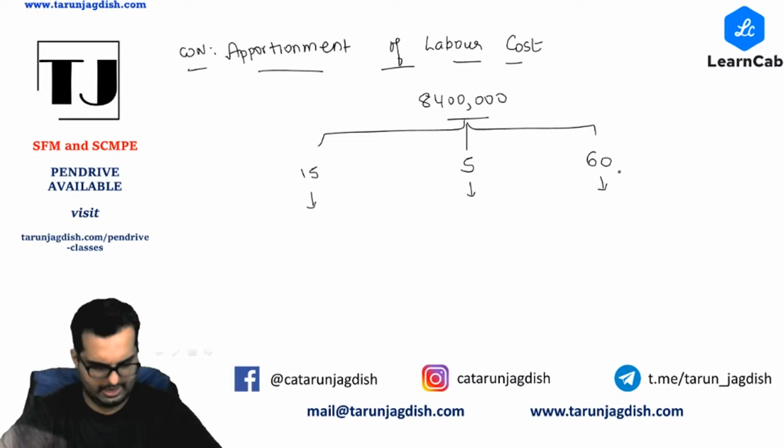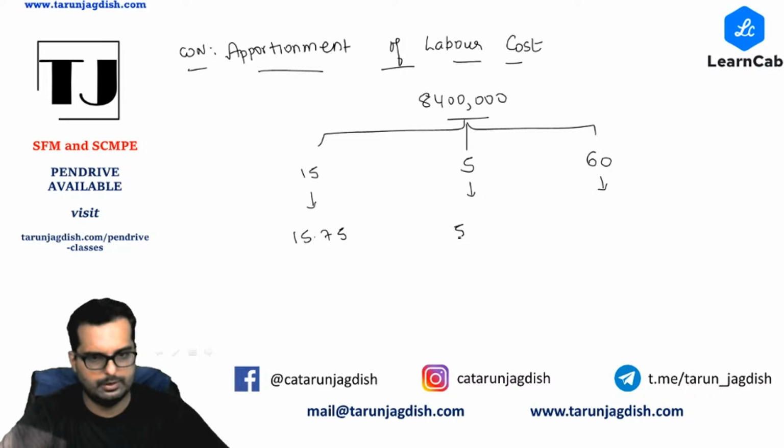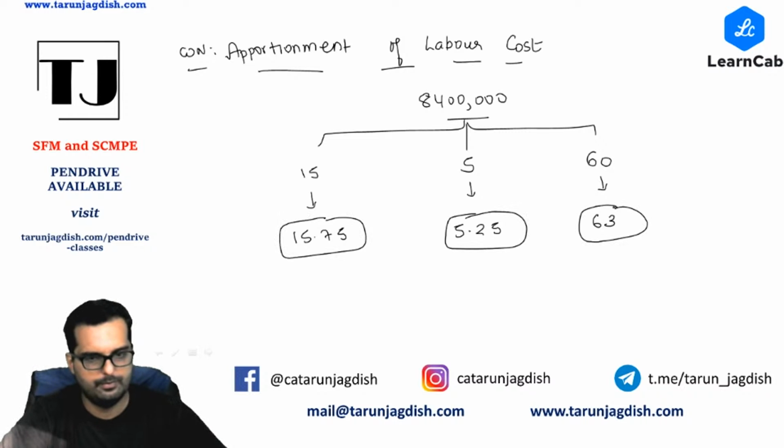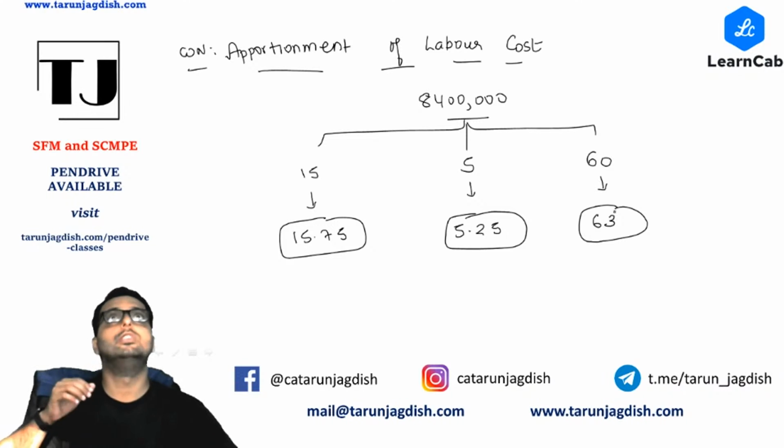Okay. So 84 lakh divided by 80 would give you a constant of 1.05. 1.05 into 15 would be 15.75. 5 would be 5.25 and 60 would be 63 lakhs. Can you please write down this in your books now?